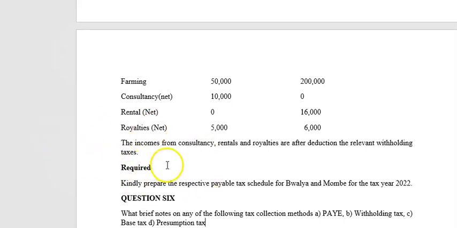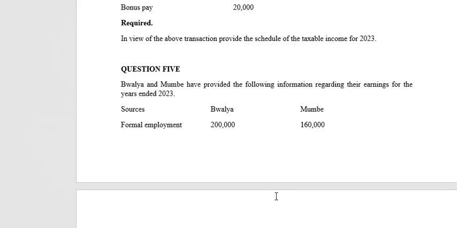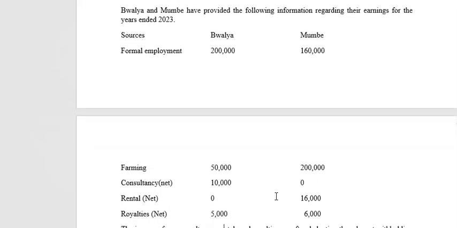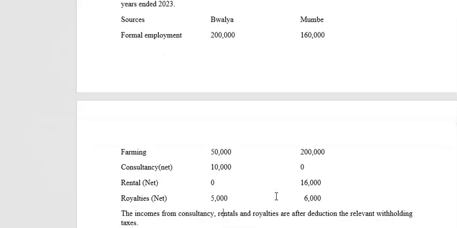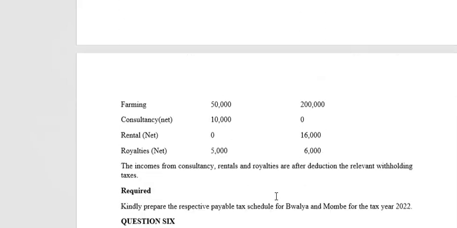So the requirement is: kindly prepare the respective payable tax schedule for the year for Wadia and Mumbe for the tax year 2022. I'm going to calculate for Mumbe because for Wadia we already calculated the tax payable in the previous video. So in this video we are calculating for Mumbe.